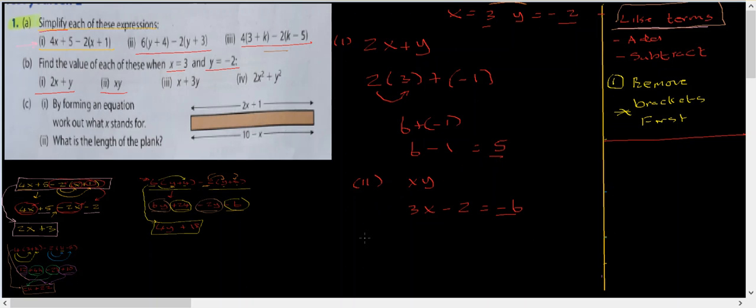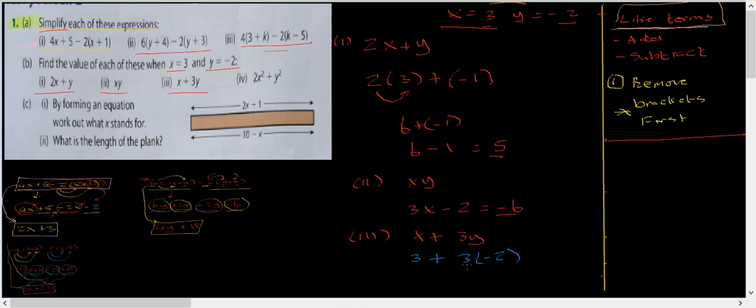So question 3 is this one here. So it's x plus 3y. So again, remember x, let's just change the color. So x is equal to 3. So it's going to be 3 plus 3 times y. So 3 multiplied by whatever the value is for y, which is minus 2.